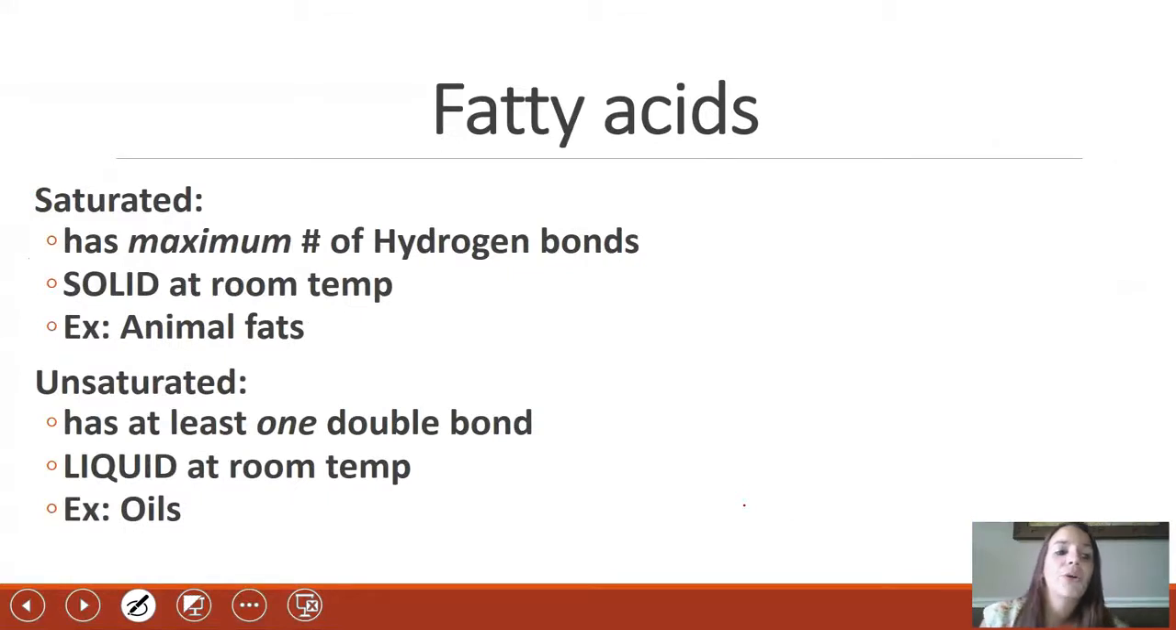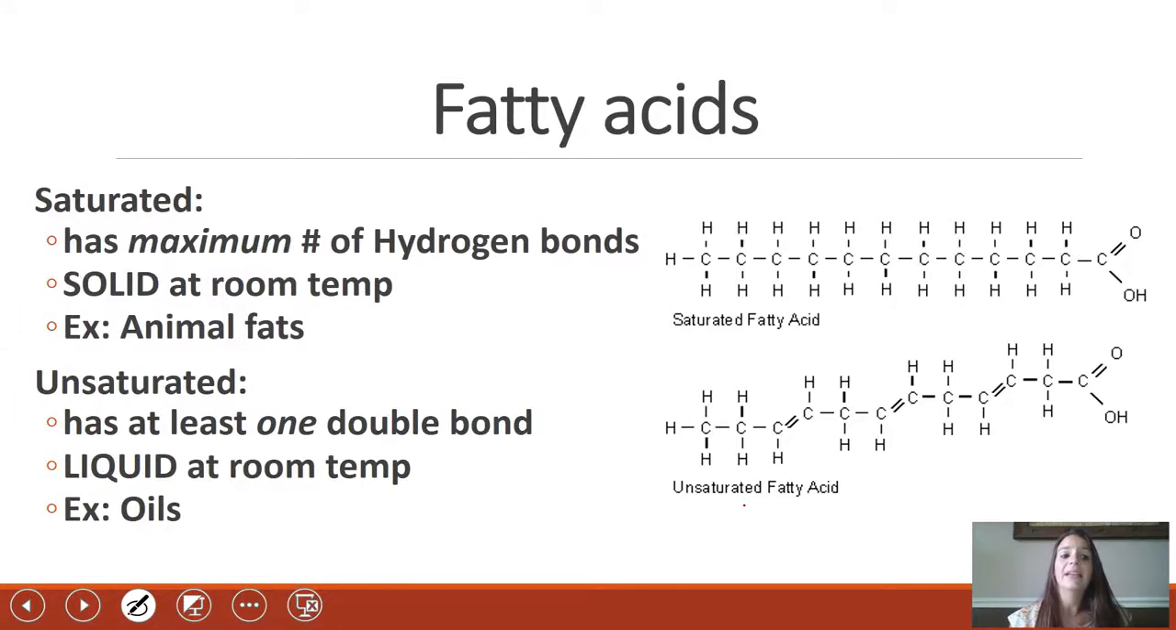All right, so a little bit more detail. So saturated, like we said, is solid at room temperature, and these are solid animal fats. Now we're going to look a little bit at this picture here just to give you an idea of the structural representation. So there is the maximum number of hydrogen bonds, meaning there's no double bonds. It's just a straight chain. You see all those H's all throughout, all the way around. That gives us that straight chain fatty acid.